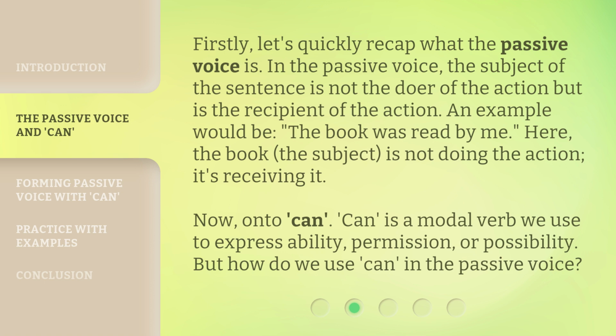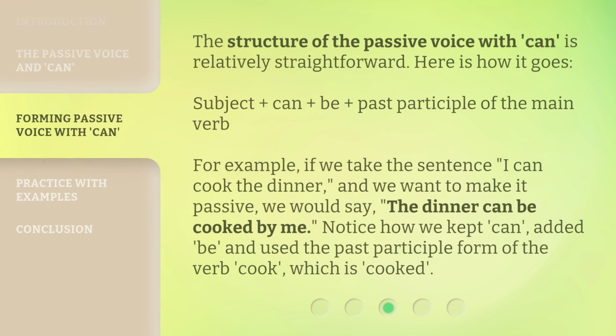Now, on to can. Can is a modal verb we use to express ability, permission, or possibility. But how do we use can in the passive voice? The structure of the passive voice with can is relatively straightforward. Here is how it goes: subject plus can plus be plus past participle of the main verb.